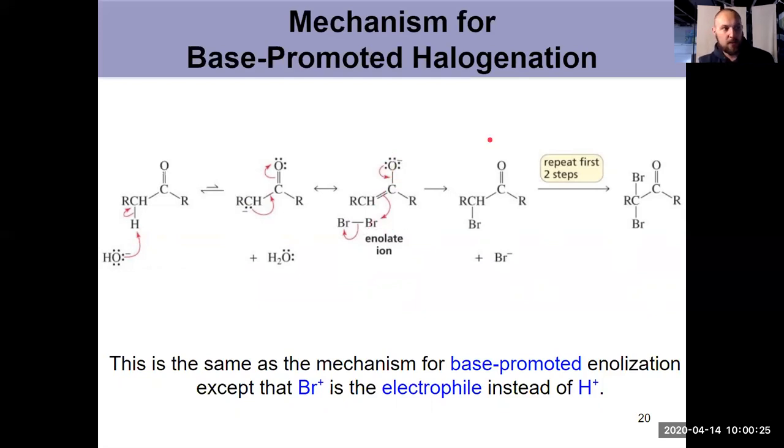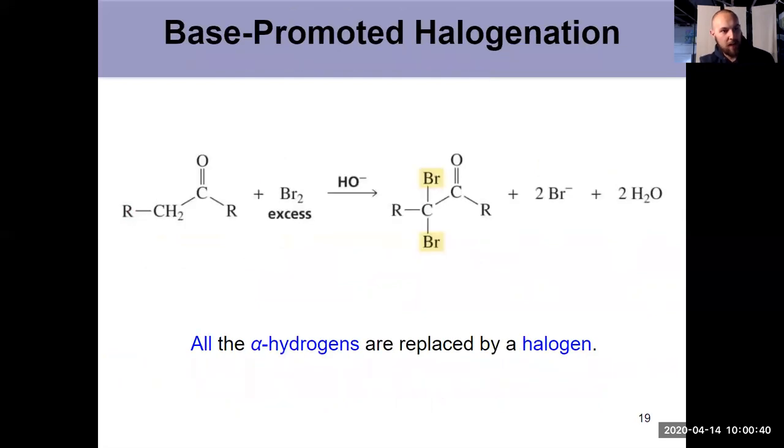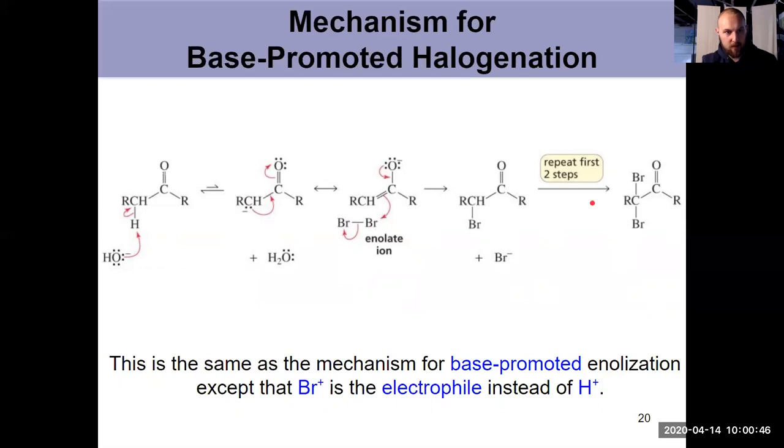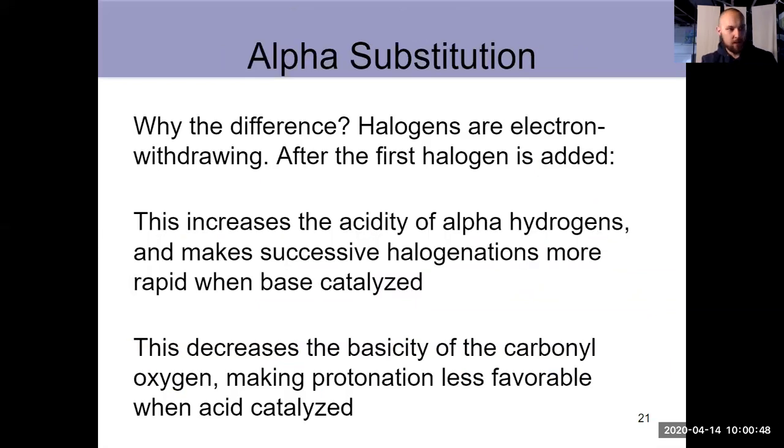But notice the difference. If I have something that's base promoted, I switch all of my alpha hydrogens for the halogen. All of the alpha hydrogens are substituted for the halogen. Whereas over here, when I was acid catalyzed, I only did it once. And that's a key idea to take away from this video for these reactions. So why the difference?